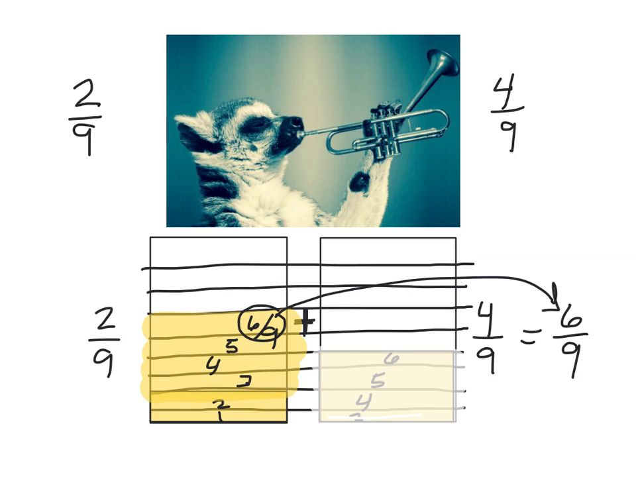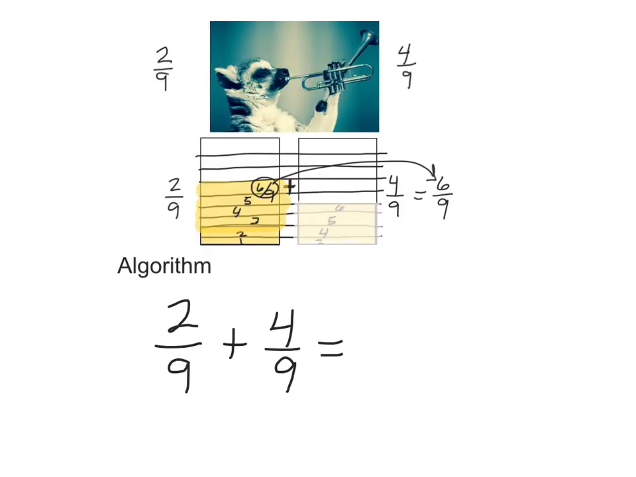All right, let's move on to the algorithm. Alrighty, so here we go. I've got my algorithm written right here, 2/9 plus 4/9. And when you're doing the algorithm, the very first thing you've got to remember is that you have to have common denominators. You cannot add or subtract fractions unless you have the same denominator on the bottom, right? So in this case, we're adding, and I do have common denominators, so I'm good to go.